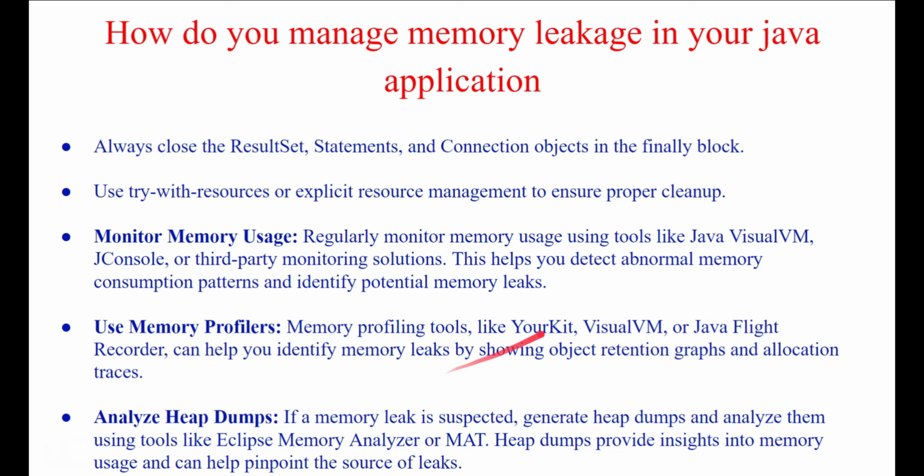Also you have profiling tools like YourKit, VisualVM, Java Flight Recorder, which will help you identify memory leaks by showing the graphs and allocation traces. And the best part is you analyze the heap dumps. So from where is the memory allocated? From the heap. So heap dump is the best way to suspect a memory leak. If there is a memory leakage, generate the heap dumps and analyze them using Eclipse Analyzer or MAT. It gives you the best insight into memory usage and helps you pinpoint the source of the leakage also.